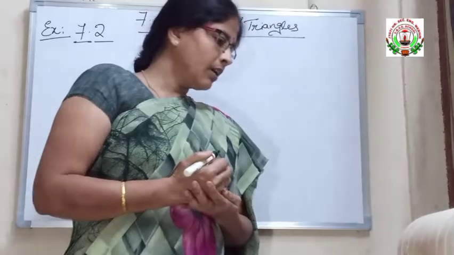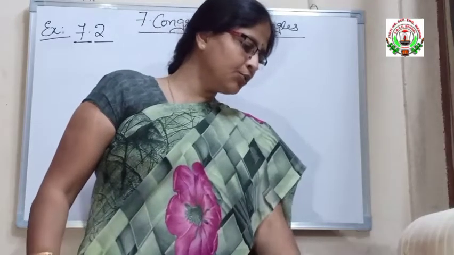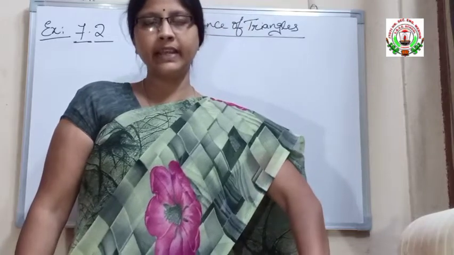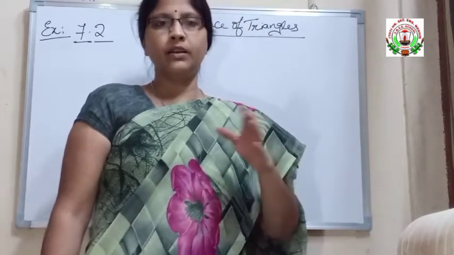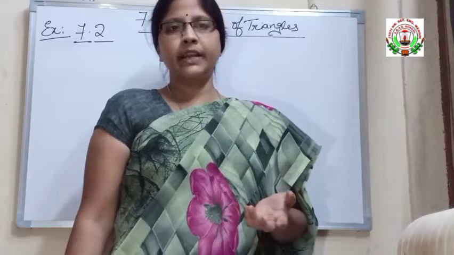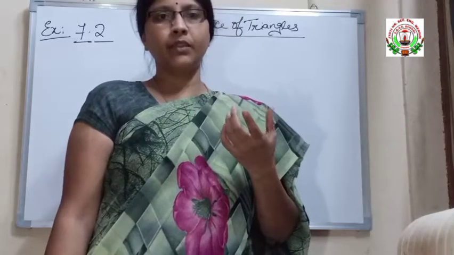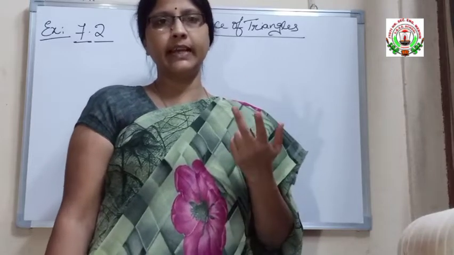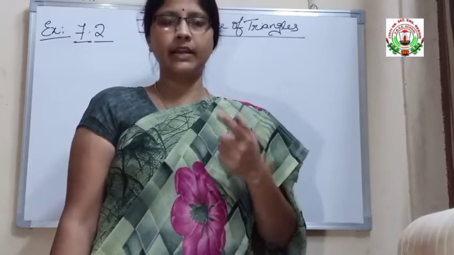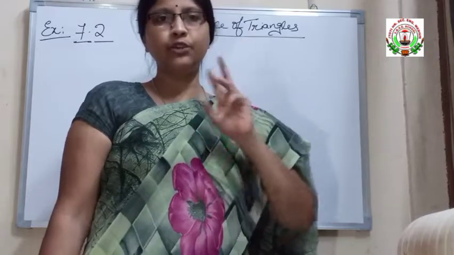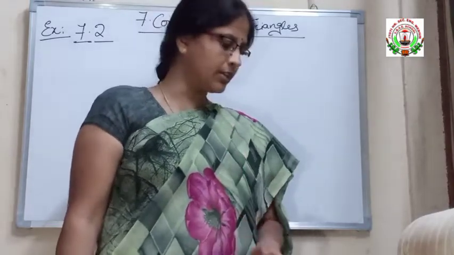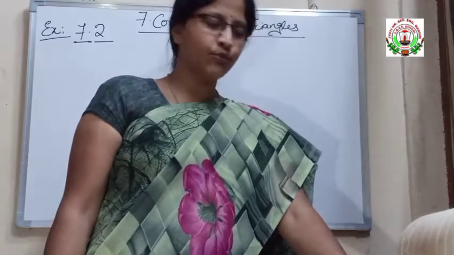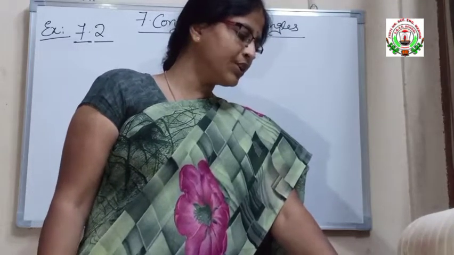Next, in exercise 7.2, we started our exercise where they have given some triangles, and we are trying to tell which criteria or property is used, that is angle side angle, or side angle side, or RHS, to say that two given triangles are congruent to each other. So in that we have completed our question number 4, and now question number 5.